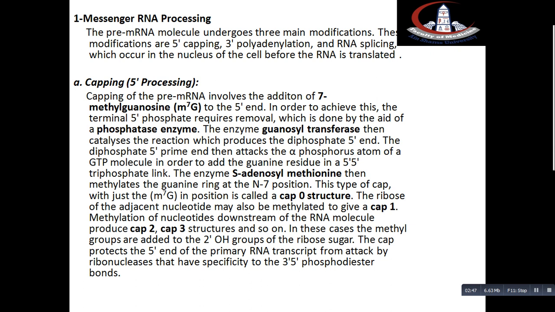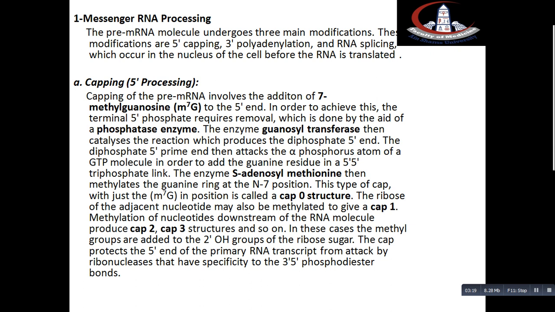This type of cap with just the 7-methyl guanosine in position is called the cap-0 structure. The ribose of the adjacent nucleotide may also be methylated to give the cap-1. Methylation of nucleotides downstream of the RNA molecule produce cap-2, cap-3 structures, and so on. In these cases, the methyl groups are added to the 2-hydroxyl groups of the ribose sugar. The cap protects the 5' end of the primary RNA transcript from attack by ribonucleases that have specificity to the 3'-5' phosphodiester bonds.